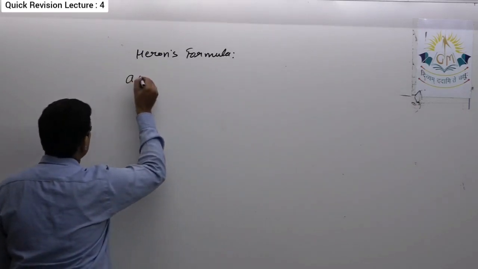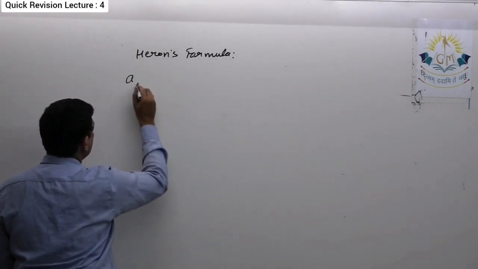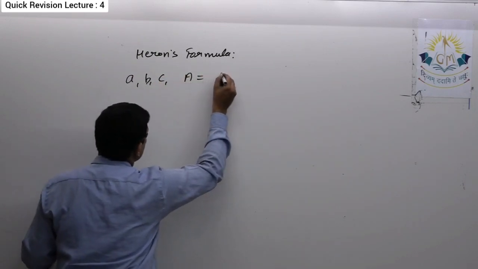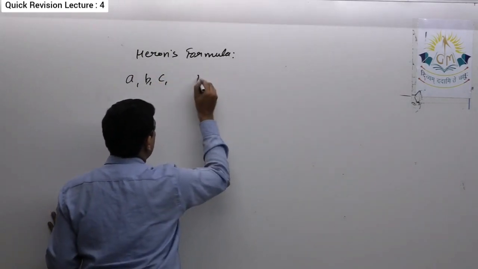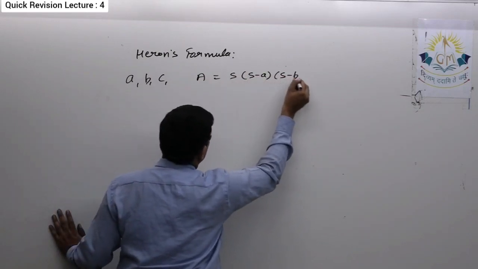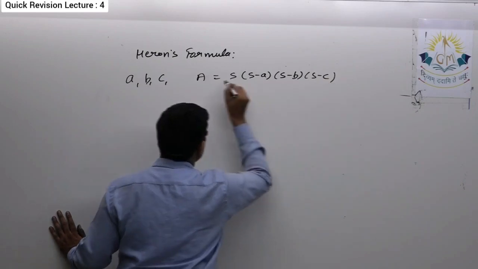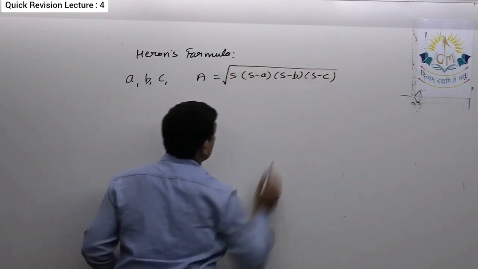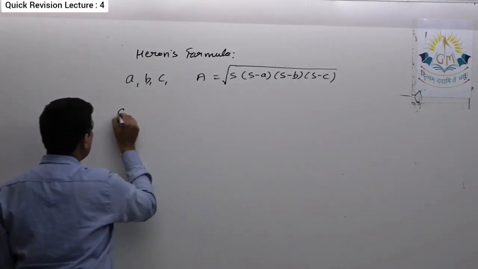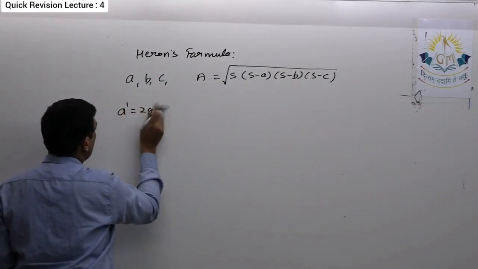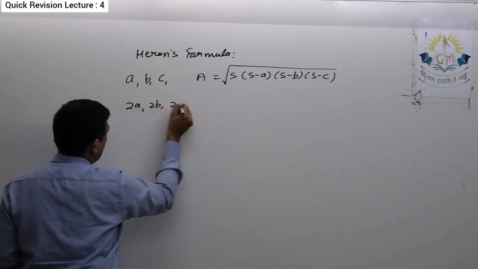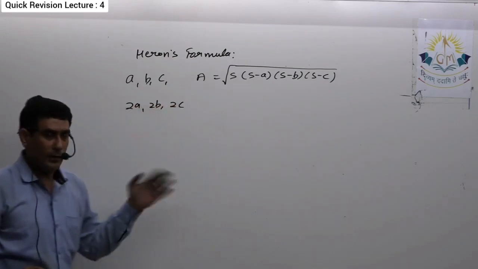So initially we have sides A, B and C, and the area we have is root over S, S minus A, S minus B, S minus C, isn't it? Now they are saying that the sides have been doubled. So what will be the new sides? I am directly writing the new sides will be 2A, 2B and 2C, isn't it? These are the new sides.